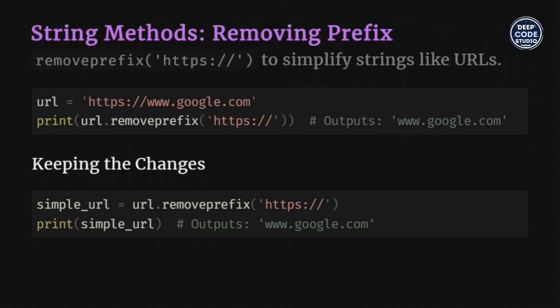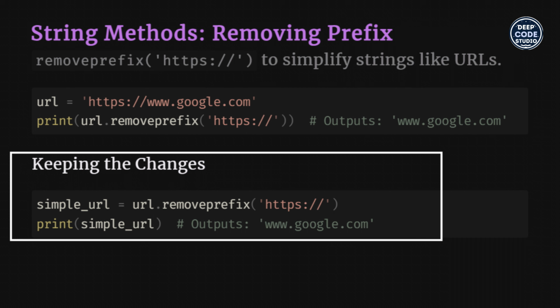I am simply calling this method on my string and specifying the prefix I want to remove, and this results in a cleaner version of the URL with just www.google.com. And again, it is important to note that this is not permanent. This is not modifying my original string. Instead, it is returning a new string with the prefix removed. So if I want to keep this new version, I need to reassign it back to the original string, or I can save it in a new variable. So here I am just creating a new variable with the prefix removed, keeping the original string url intact without any change.